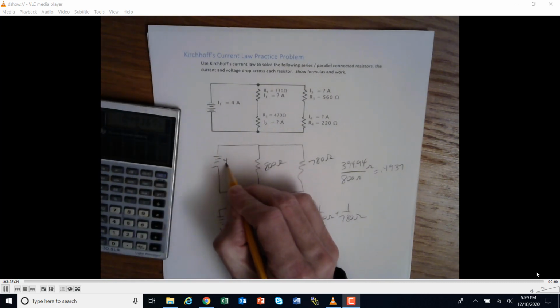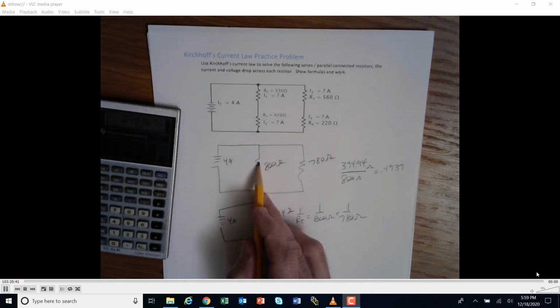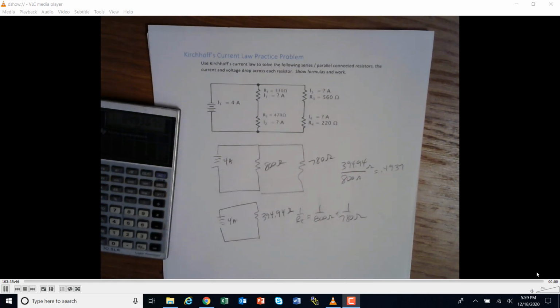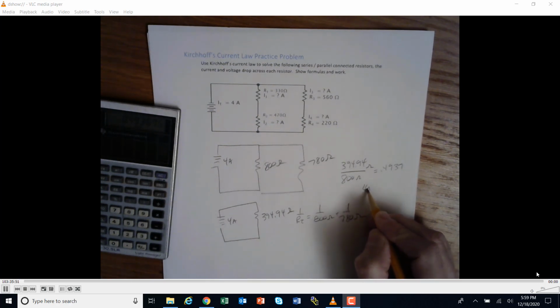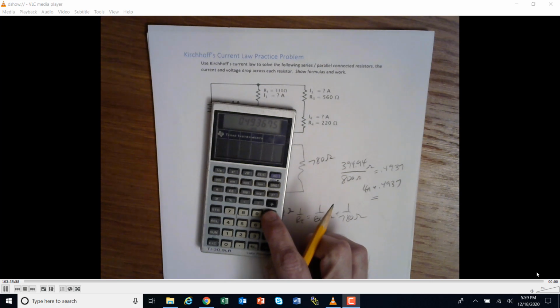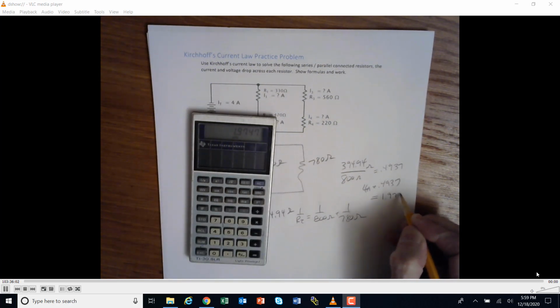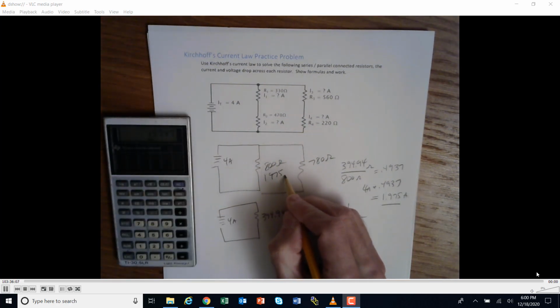We were given that it was 4 amps, so we knew that. Because of the current law, we know that this 4 amps gets divided, and 49% is going to go this way and 50% is going to go that way. So all we need to do is take the 4 amps and multiply it by the 0.4937, the 49%. I take this, times 4, and I get 1.975 amps, okay? So this is 1.975 amps.